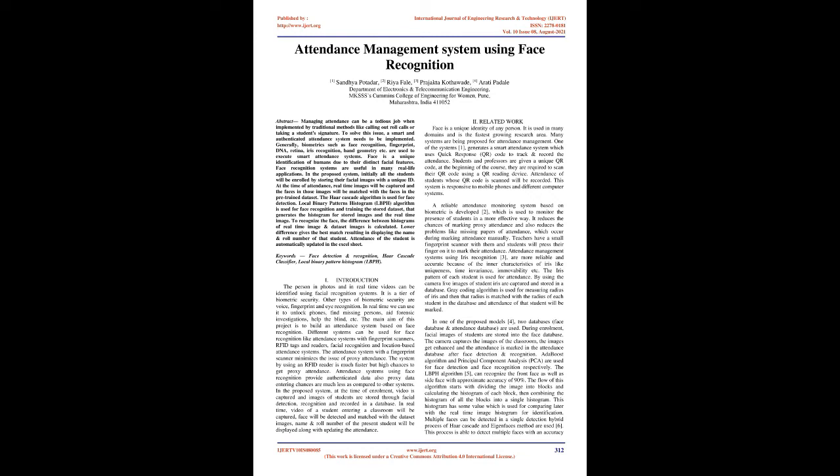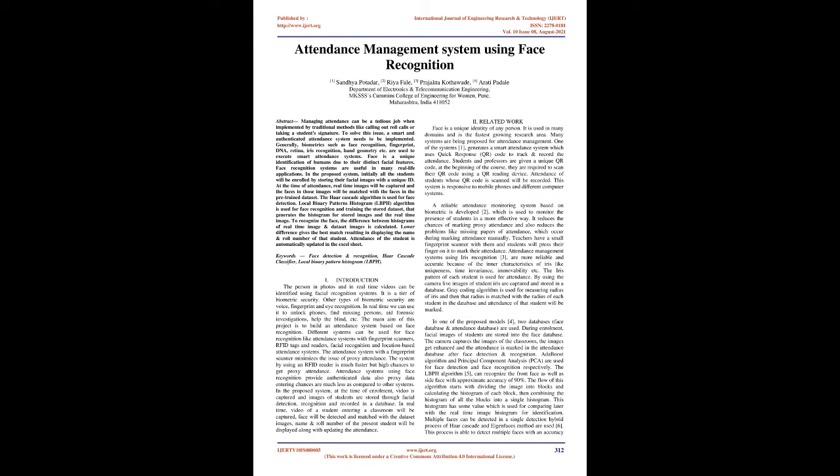Introduction. The person in photos and in real-time videos can be identified using facial recognition systems. It is a tier of biometric security. Other types of biometric security are voice, fingerprint, and eye recognition. In real time we can use it to unlock phones, find missing persons, aid forensic investigations, help the blind, etc. The main aim of this project is to build an attendance system based on face recognition.